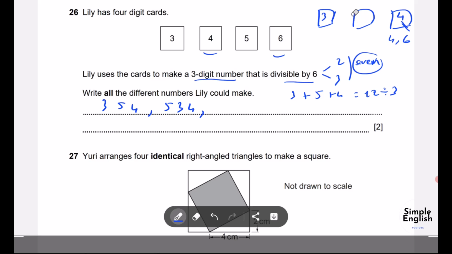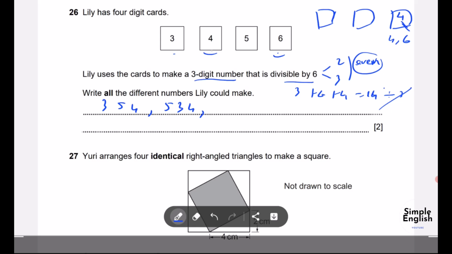Okay, let's check another one. How about 3, 6? So let's check 3, 6. 3 plus 6 plus 4 is 13. No, 13. So that is not divisible by 3, right? Not divisible by 3. So it's not 3 and 6.